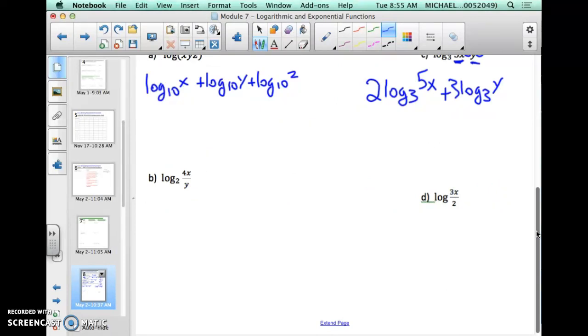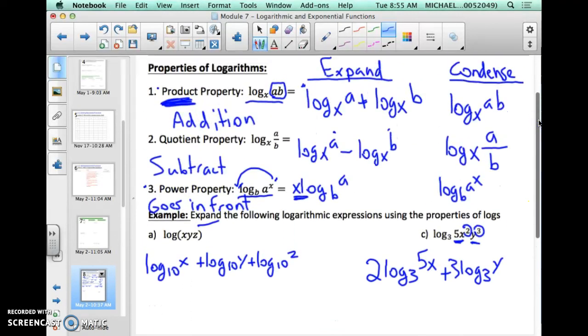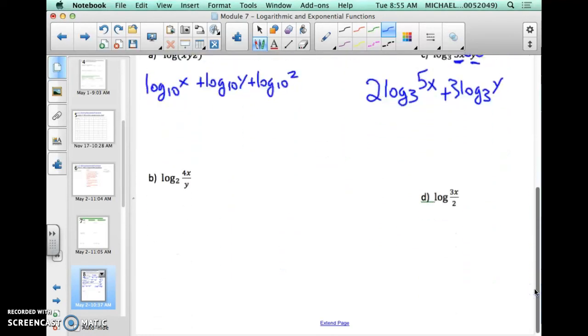All right, if I do example D, first thing I notice is that it's dividing. So instead of the product property, now I'm going to use the quotient property, which turns to subtract. I notice that there is a numerator and a denominator here, so I have 2 total outputs, which means I have to have 2 logarithms. And it's log base 10 again because it isn't notified otherwise. So I'm going to write log base 10 of the first output, 3x, minus, because it's division, log base 10 of 2.